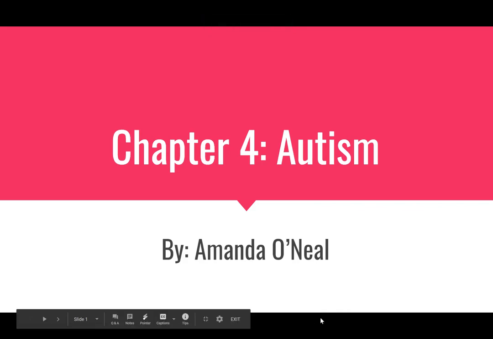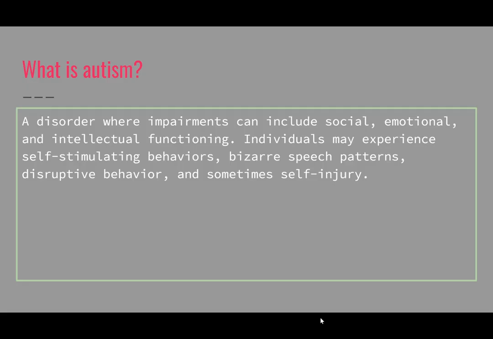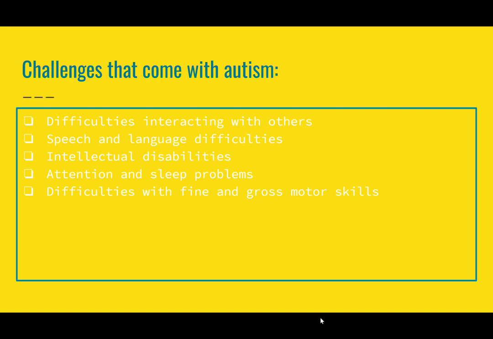The topic that I chose to talk about over Chapter 4 was autism. Autism is a disorder where impairments can include things like social, emotional, and intellectual functioning. Individuals may experience self-stimulating behaviors, bizarre speech patterns, disruptive behavior, and sometimes self-injury. Challenges that can come with people that have autism are difficulties interacting with others, speech and language difficulties, intellectual disabilities, attention and sleep problems, and difficulties with fine and gross motor skills.